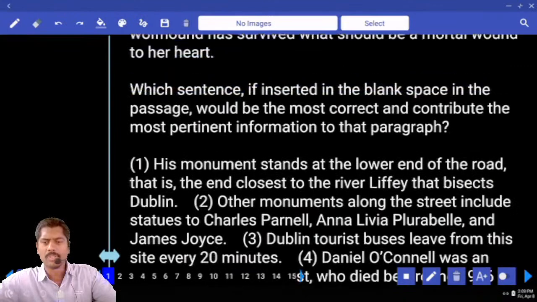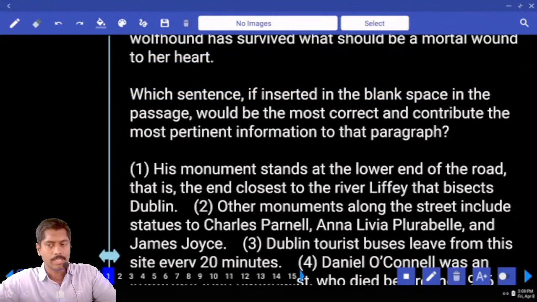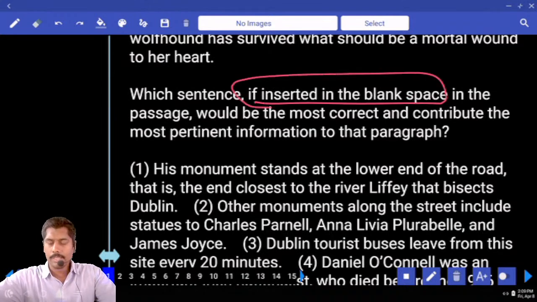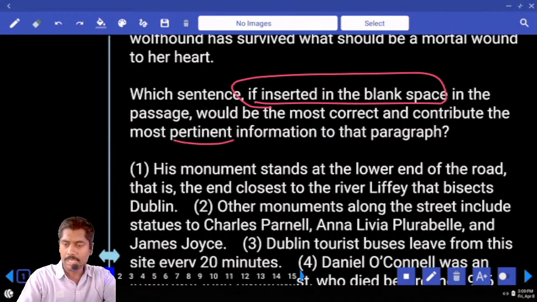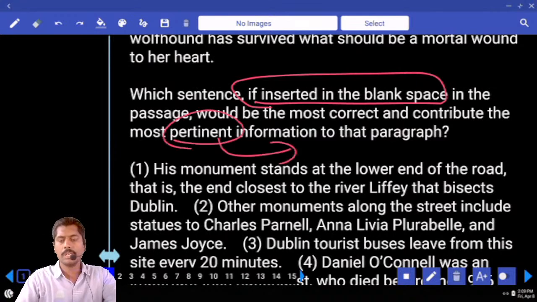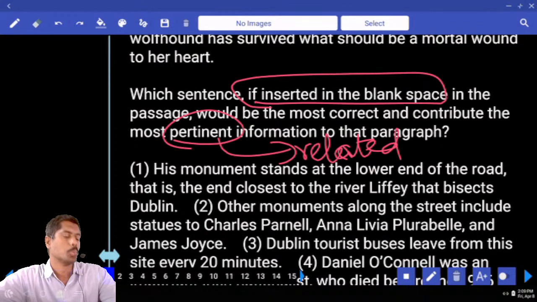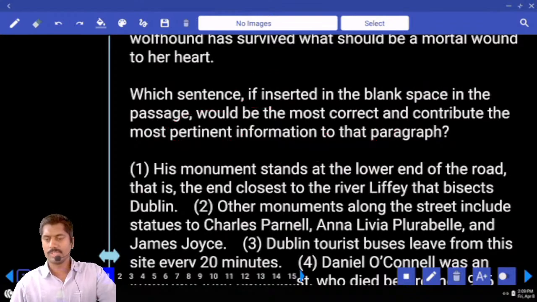Question number 1. Which sentence, if inserted in the blank space in the passage, would be the most correct and contribute the most pertinent information to that paragraph? Pertinent means relevant, related to. So, where is the blank?